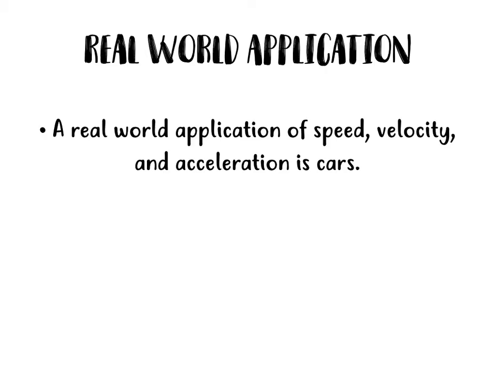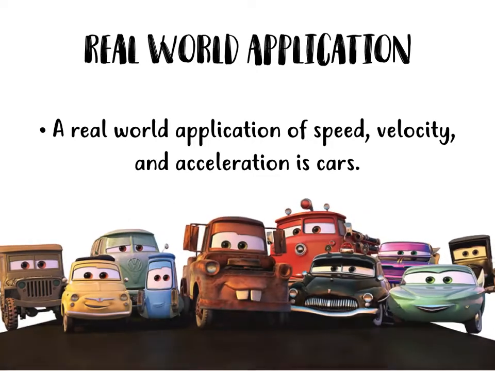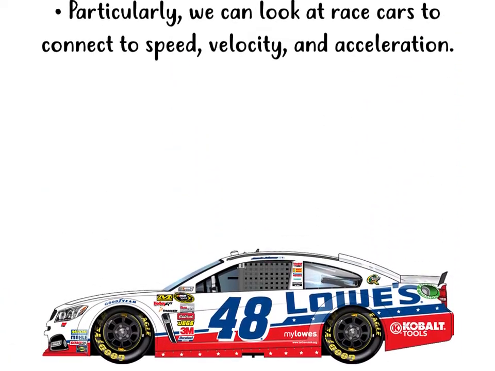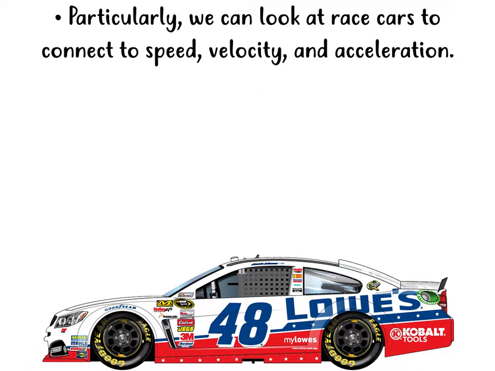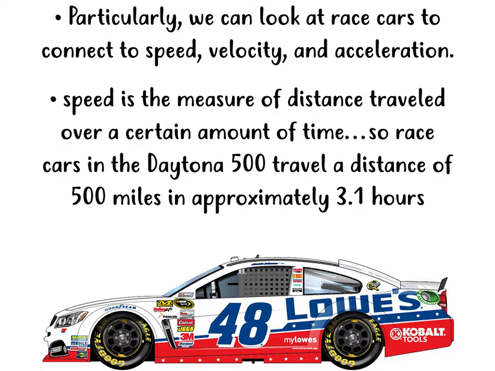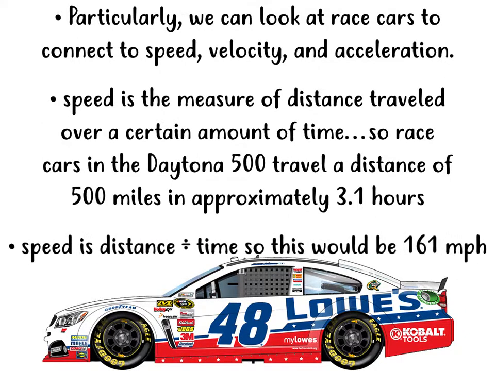A real-world application of speed, velocity, and acceleration is cars. Particularly, we can look at race cars to connect to speed, velocity, and acceleration. Speed is the measure of distance traveled over a certain amount of time. So, race cars in the Daytona 500 travel a distance of 500 miles in approximately 3.1 hours. So, speed is distance over time, so this would be 161 miles per hour.